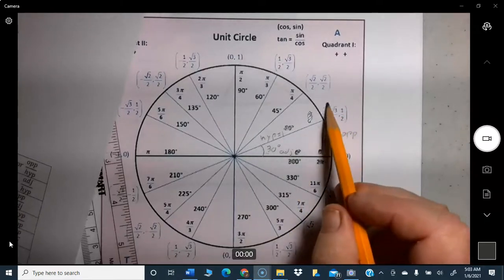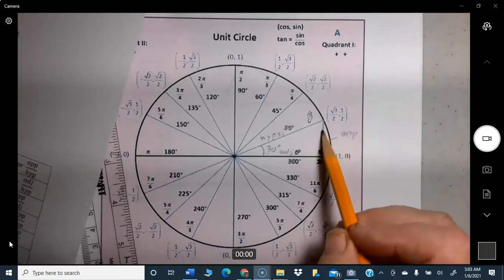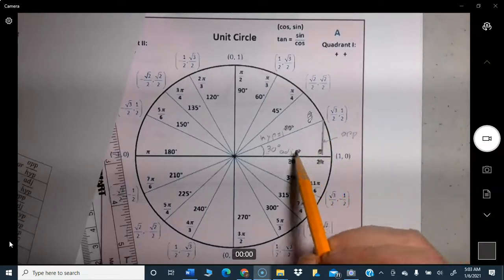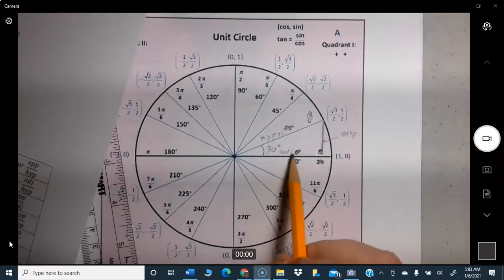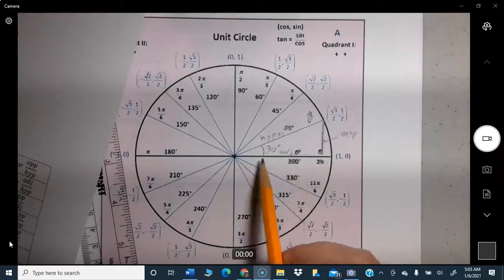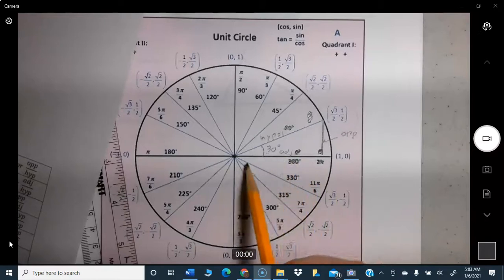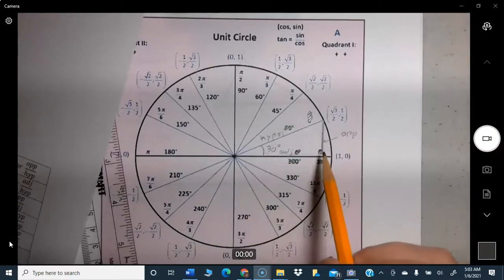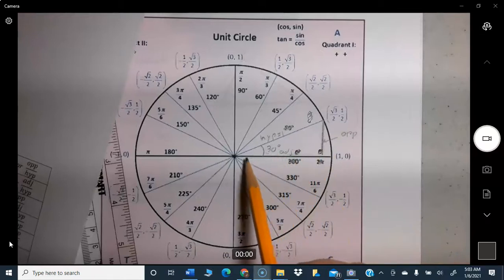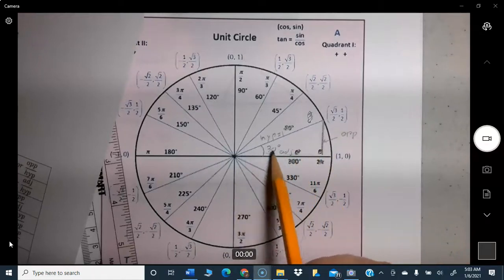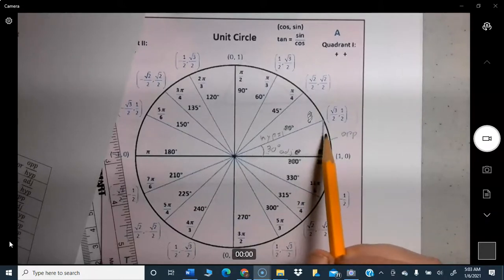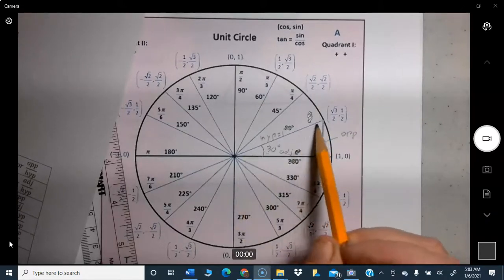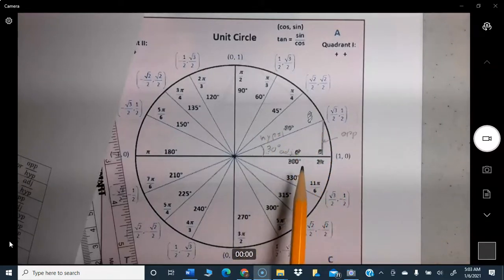So what these pairs here are saying is that this side is 1/2 and this side is square root of 3 over 2. On your calculator that would be 0.866, but we don't ever call it that. It's square root of 3 over 2 and 1/2. If you do the Pythagorean Theorem, square root of 3 over 2 squared plus 1/2 squared equals 1 squared. So it obeys the Pythagorean Theorem, those sides.